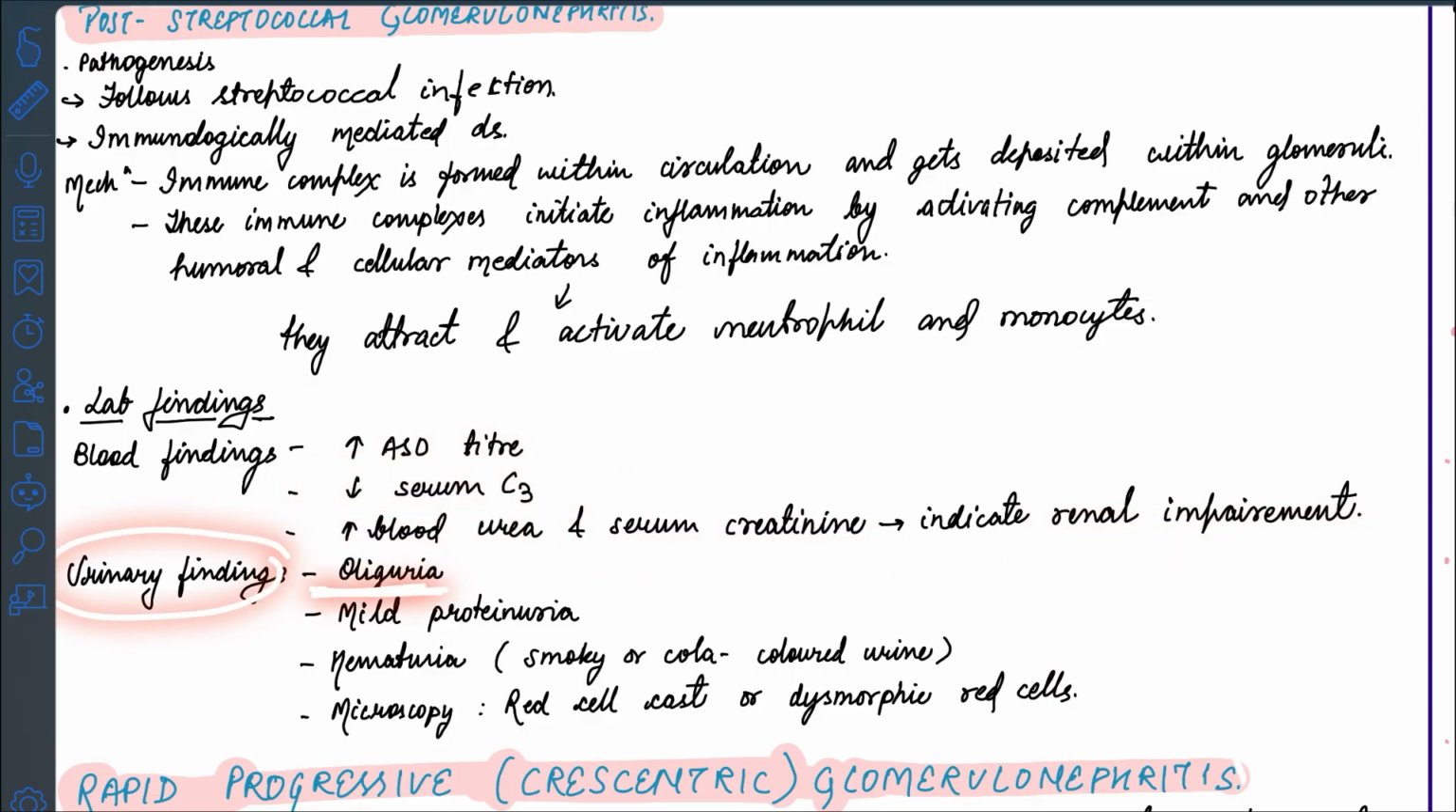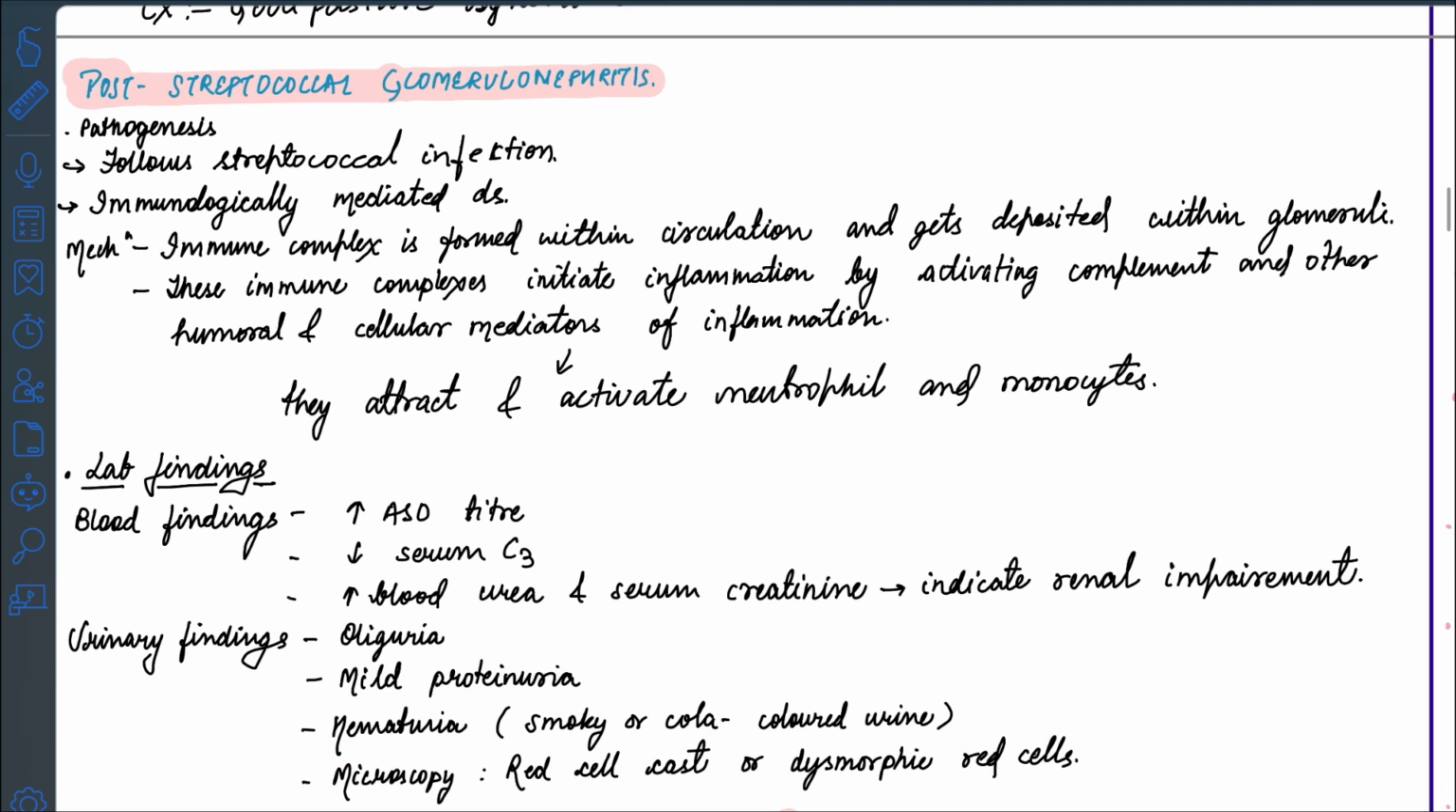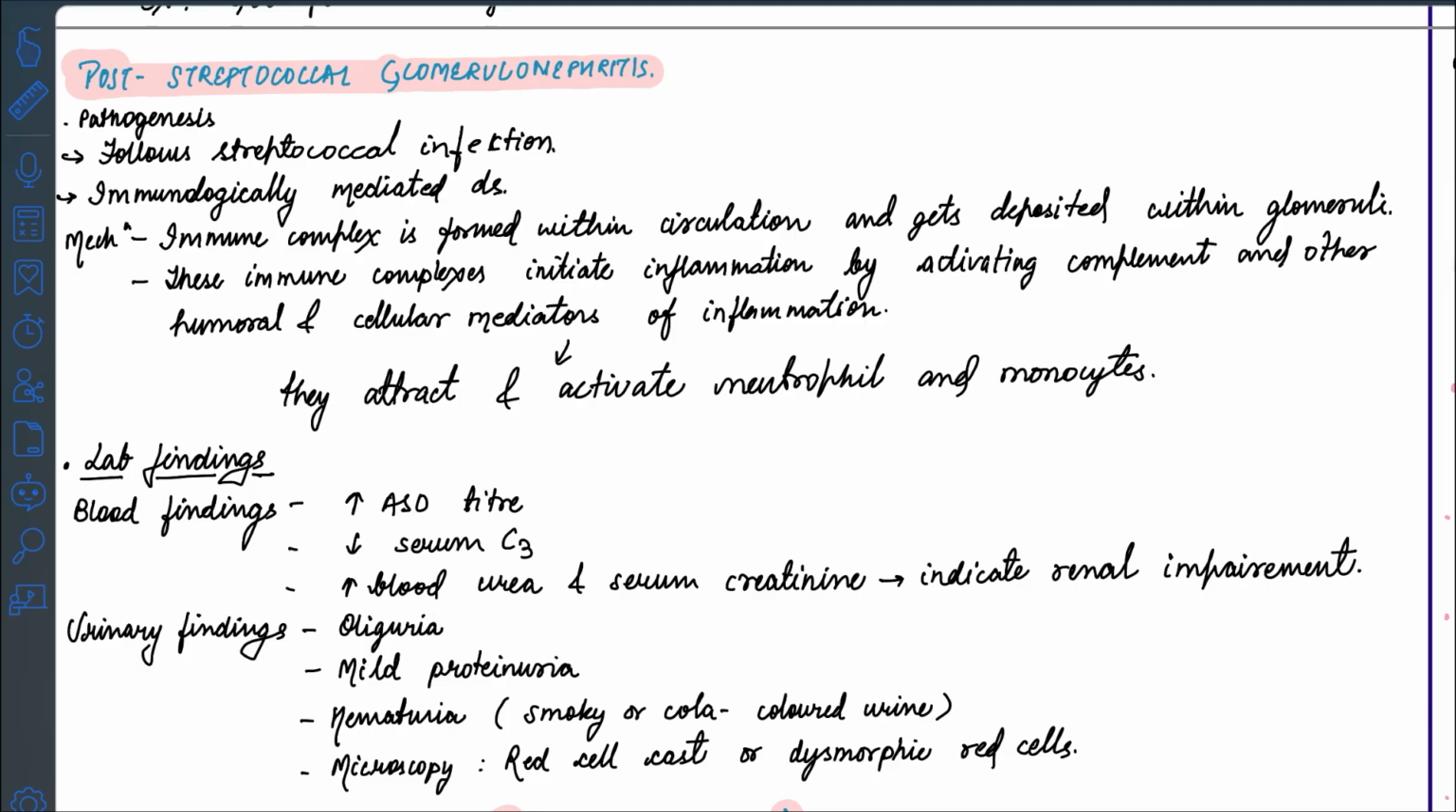Urinary findings: there will be oliguria, that is decrease in urine. A decrease in urine secretion to less than 400 ml is oliguria. Then there can be mild proteinuria. Hematuria, the urine will be smoky or cola colored. Please remember this cola colored urine. And in microscopy, you'll find red cell cast or dysmorphic red cells. This was all about post-streptococcal glomerulonephritis.